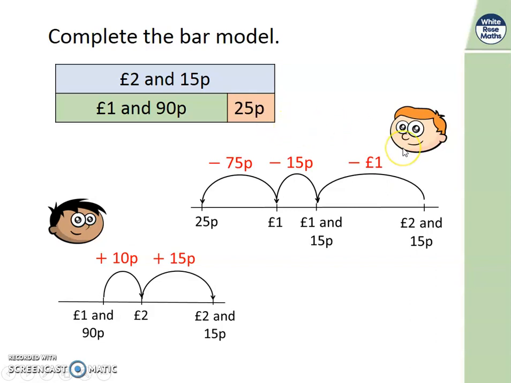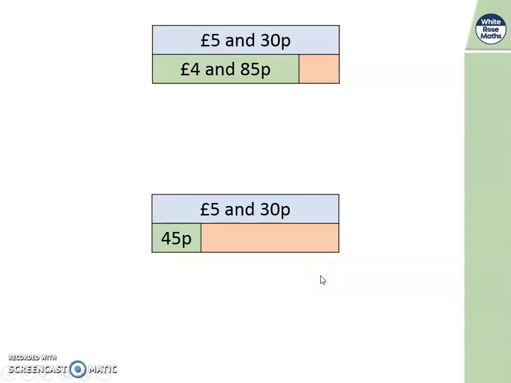Which method do you prefer? Ron's method of jumping back or Amir's method of jumping forward? You decide. Have a look at these. I'd like you to pause the video and see if you can choose which method will help you find the answer quickest. Will it be counting on to find the difference, or will it be subtracting back in jumps to find the difference?